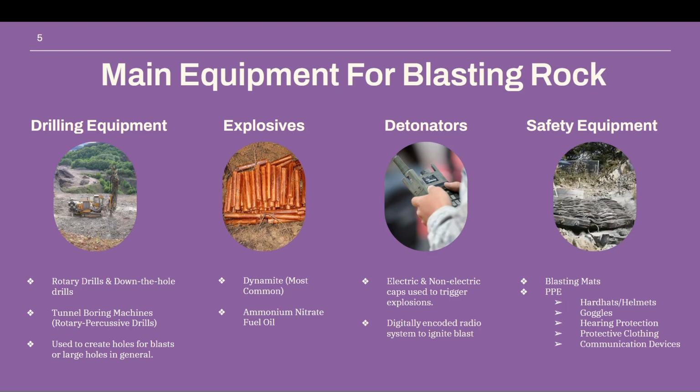Safety equipment. A key part of the safety equipment is using blasting mats, which is a safety device used in blasting operations to control and contain the force of an explosion. It's typically a large heavy mat placed over the blast site after the explosives have been set but before they are detonated. We also use all forms of PPE.